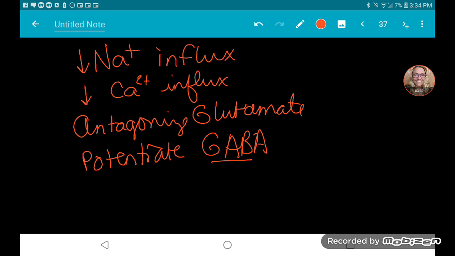If we antagonize glutamate, then ultimately we're allowing GABA to work better. Suppression of that calcium influx and suppression of that sodium influx, we're decreasing the changes that occur across the plasma membrane, making it less likely that electricity is going to fly through those neurons.